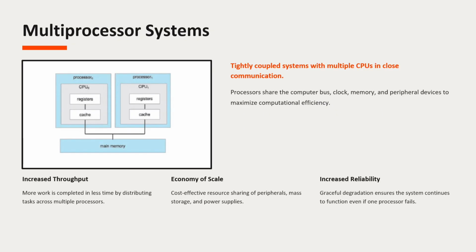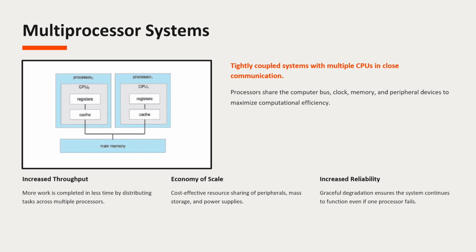Now let us move to multiprocessor systems. These are tightly coupled systems. Tightly coupled system means multiple CPUs are connected closely. They share the same memory, clock, bus and I/O devices. The main goal here is to maximize computational efficiency. What are the advantages of multiprocessor systems? First is increased throughput. Because multiple processors work together, more tasks are completed. Overall execution time is reduced.